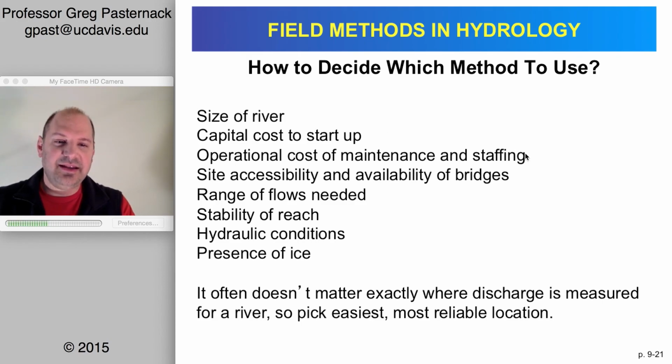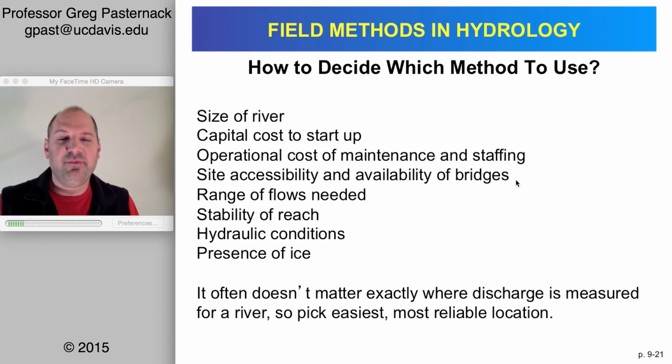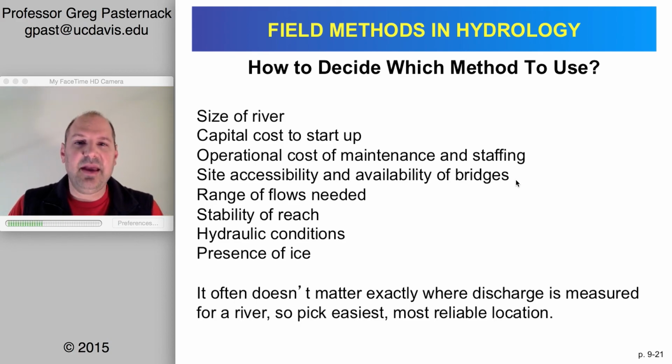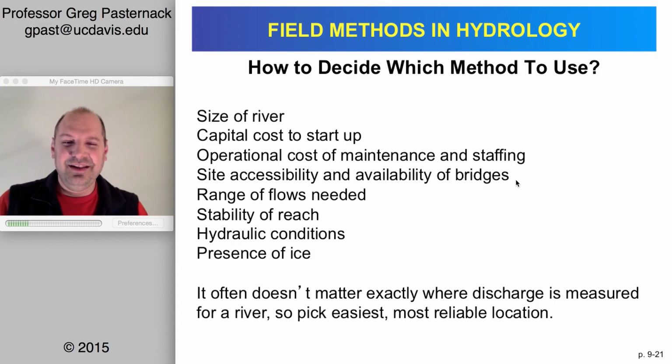Operational cost of maintenance and staffing is very important. I've covered that quite a bit. Site accessibility and availability of bridges: if I know I'm going to need to get big flows, and I can use a bridge, great. On the other hand, if my bridge is like I-5 or I-95, some massive death trap for walkers, then no, I'm not going to gauge off a death bridge.